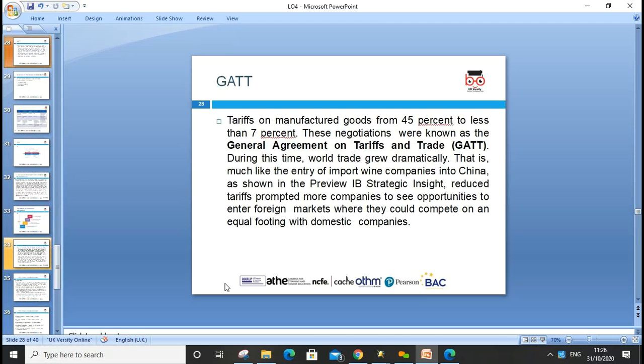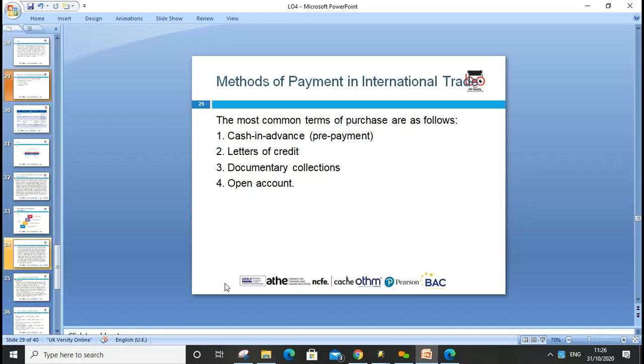The Single European Market, or the European Union, combines the free trade area with the customs union and the common market, all of which we'll go through. GATT, the General Agreement on Tariffs and Trade, was negotiated in rounds. During the time when world trade was growing dramatically, there was a general agreement on tariffs and trade between various countries. So we need to look at how countries benefit.